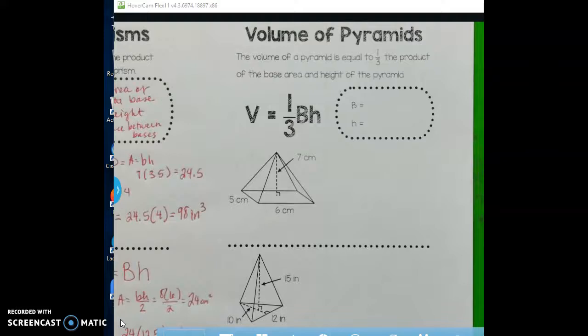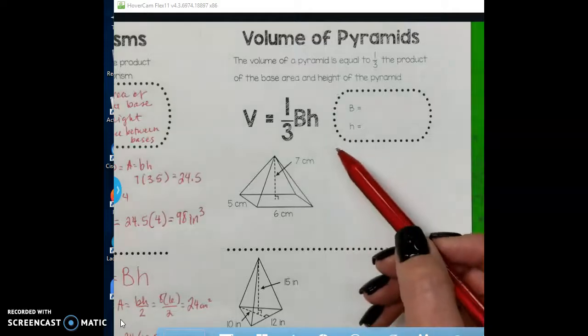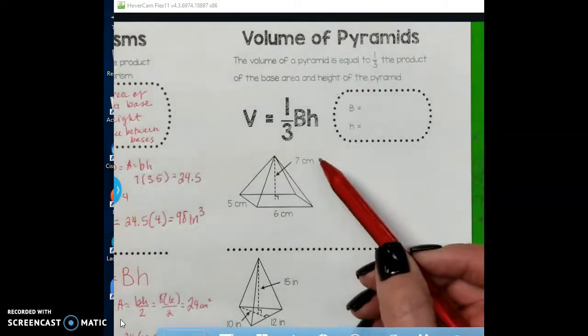All right, so we're going to continue, and we are moving on to volume of pyramids. The reason we're going over both of these types of shapes, prisms and pyramids, today in our discussion is because we have lots of similarities in our objects and in our formulas. So let's take a look at our formula first.